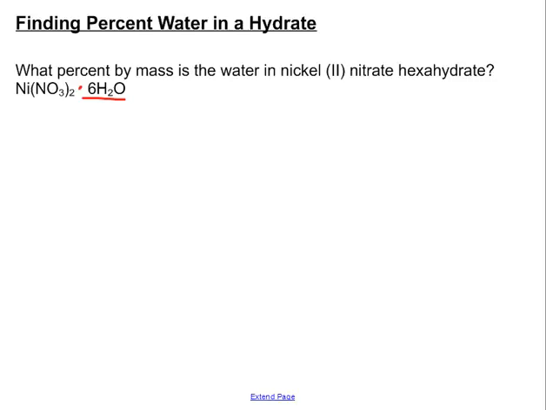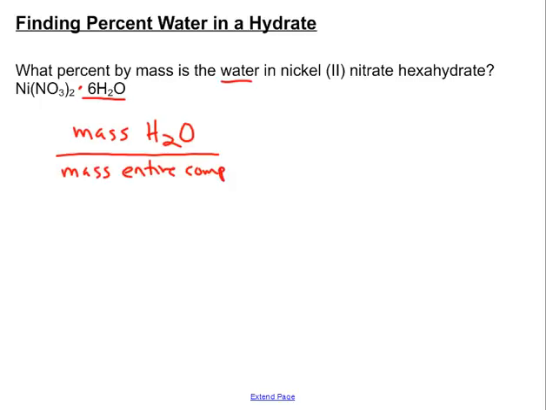So what we want to do is find the percent by mass of the water, and we're going to divide that by the mass of the entire compound. To do this, we'll find the mass of the water divided by the mass of the entire compound, including the water. And then, of course, multiplying by 100.